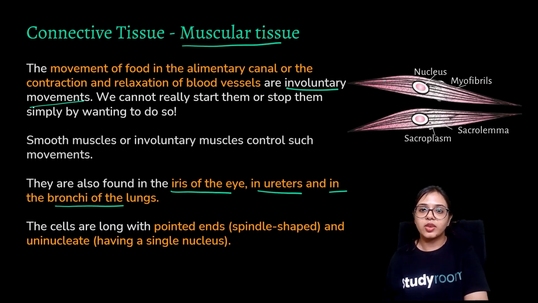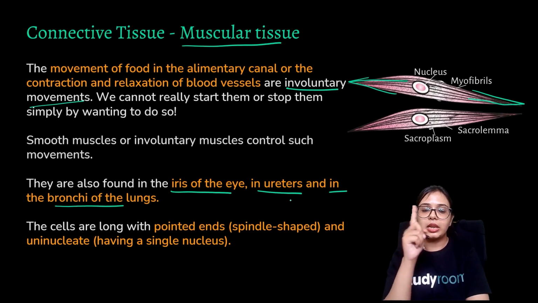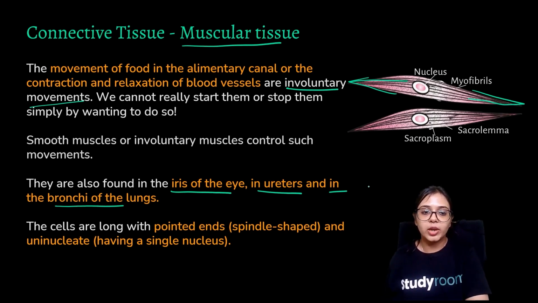These cells are long, as you can see here in this diagram. They have pointed ends, they are tapering, they are spindle shaped. Tapering means they are pointed both at the beginning and at the end, so it is sort of spindle shaped, that needle sort of shape. It has pointed ends, it is spindle shaped, and it is uninucleate, means it has only one nucleus. As you can see in this diagram over here, it has a single nucleus, and it has small fibers that are surrounding this nucleus, which are known as the myofibrils.